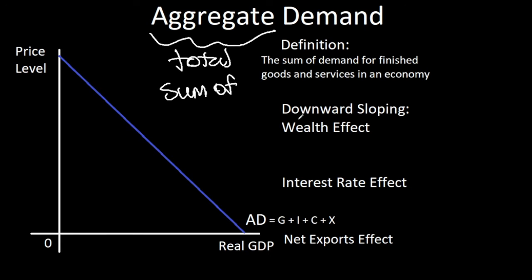Let's first discuss why aggregate demand slopes downward, and there are 3 reasons why. Note that changes in these effects can change the elasticity of aggregate demand, making it steeper or flatter, though you don't really need to deal with elasticity in this unit.